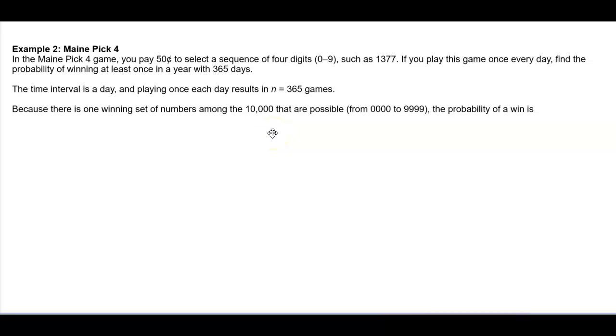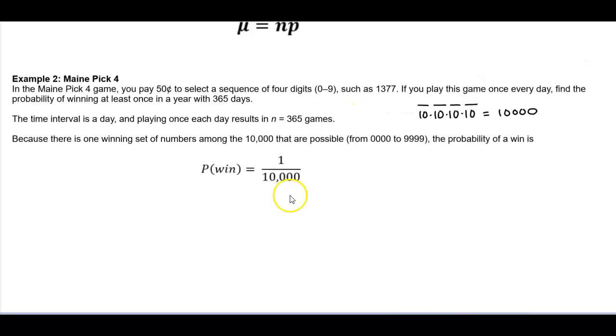Because there is one winning set of numbers among the 10,000 that are possible, from 0000 to 9999, the probability of win is equal to 1 over 10,000. Now again, another way of looking at this is the following. If we take a look at the number 1377, that means it's a 4-digit number. So for a 4-digit number, we have 10 possibilities here, times another 10, times another 10, times another 10, which would then give us 10,000. And so that's how we're getting 10,000 that are possible. And so the probability of win is then equal to 1 over 10,000.